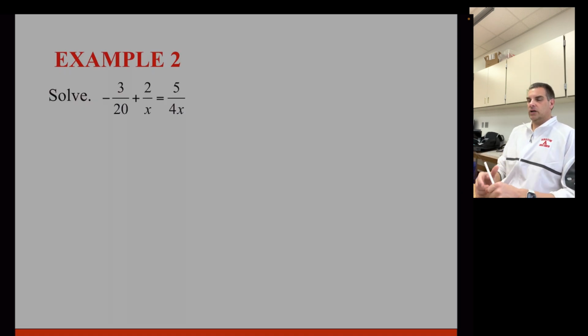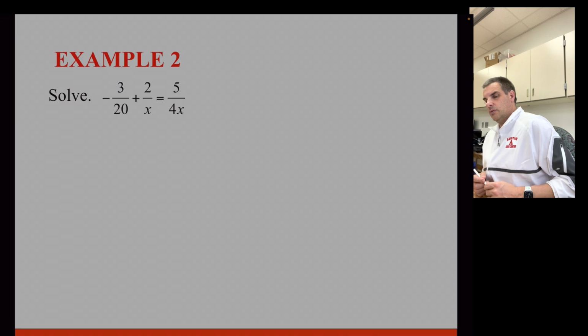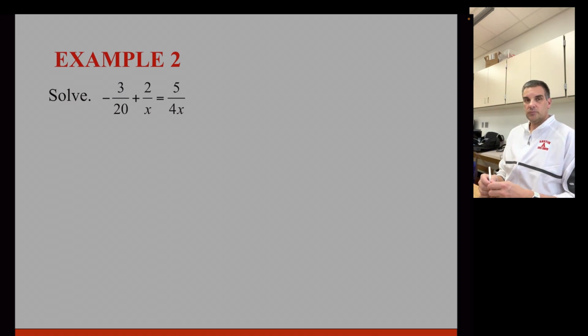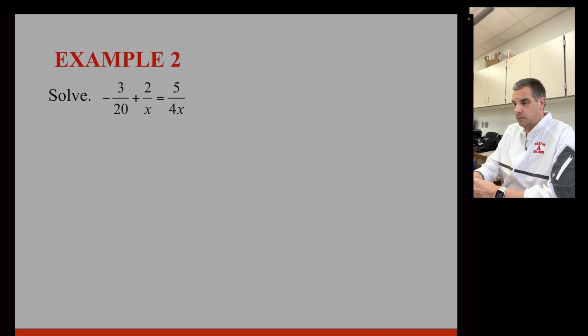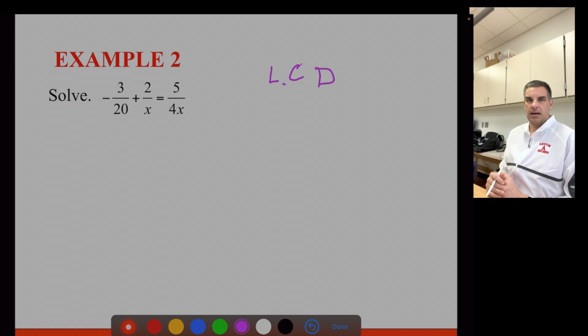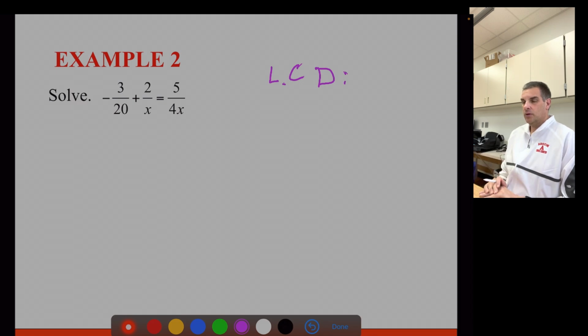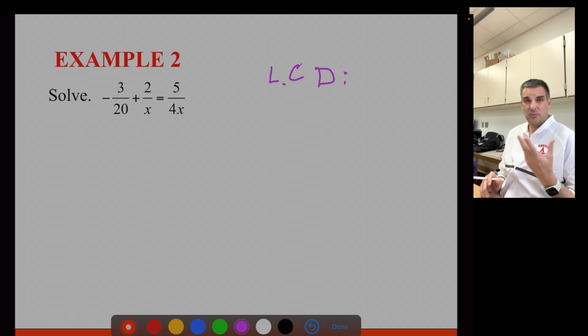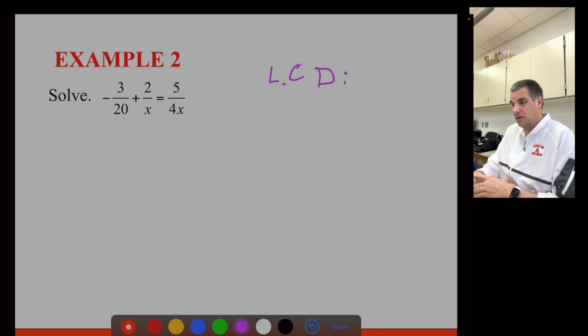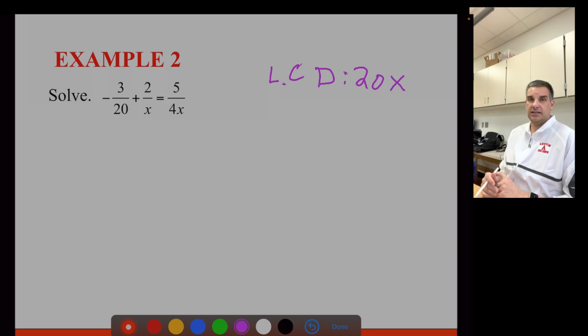Okay, so let's say that we're going to solve negative 3/20 plus 2 over x equals 4 over x. The first thing we're going to do is find the least common denominator. So I'm going to list that least common denominator. Well, I look at my numbers, and we've got 20 and 4. So what's going to be a common denominator for them? Well, 4 times 5 is 20, so that's going to work. So our least common denominator is going to be 20, and then we've got an x in there.